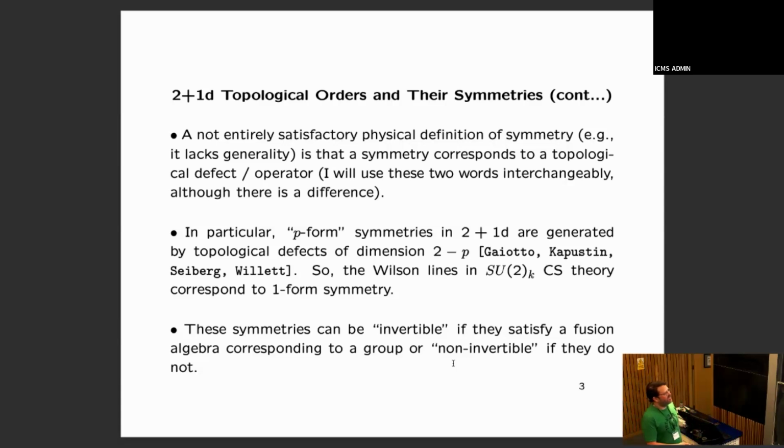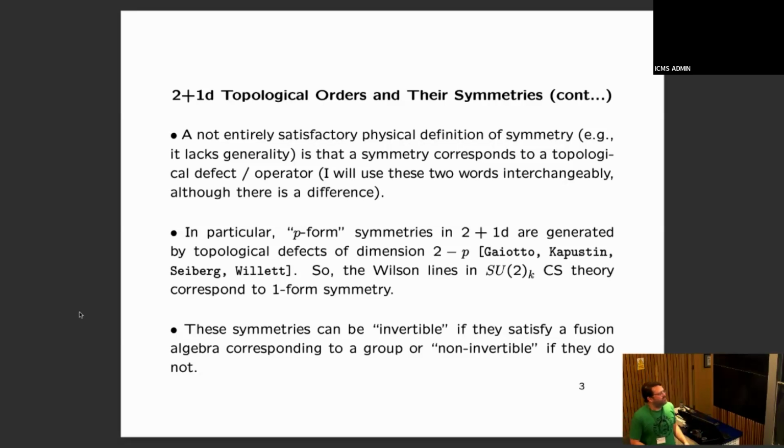And at least in the HEP-TH world, the paper that sort of drove this point home was the generalized symmetries paper of Gaiotto, Kapustin, Seiberg, and Willett. And because there is this larger class of symmetries, we can ask in Chern-Simons theory, for example, or in the more general topological orders we're going to study, what are the corresponding symmetries. And for example, in SU2 at level K Chern-Simons theory, since the Wilson lines are topological, you can think of these as corresponding to one-form symmetries.